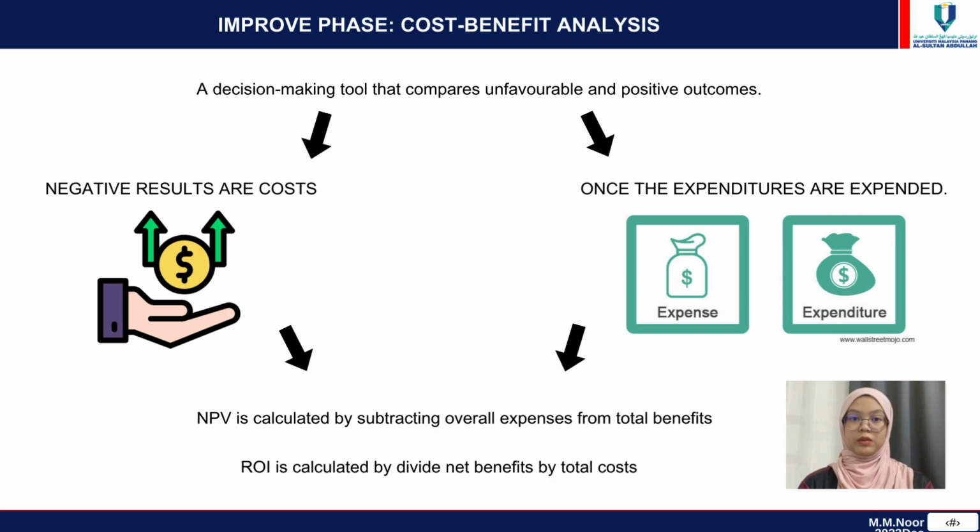So another important metric is return on investment, which is ROI. To calculate it, we divide net benefit by total cost and offer the answer as a percentage. A higher ROI indicates a better return on investment in the system.